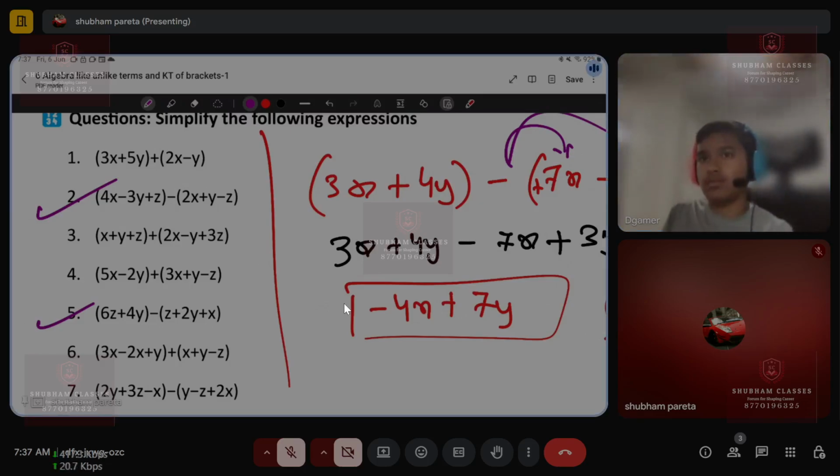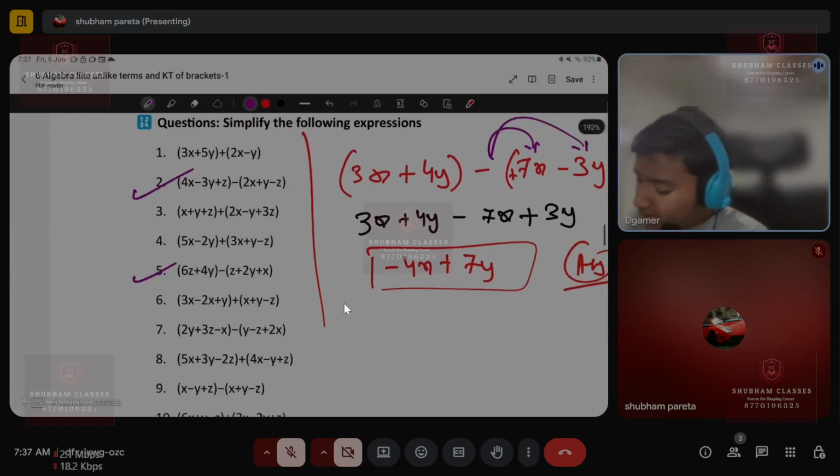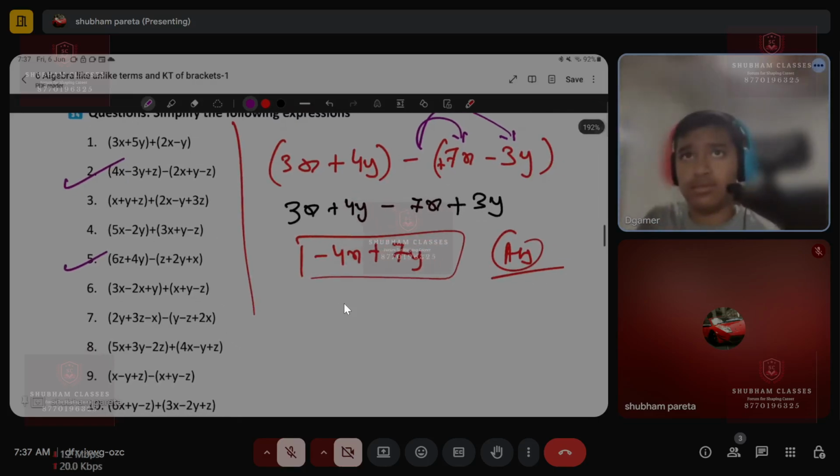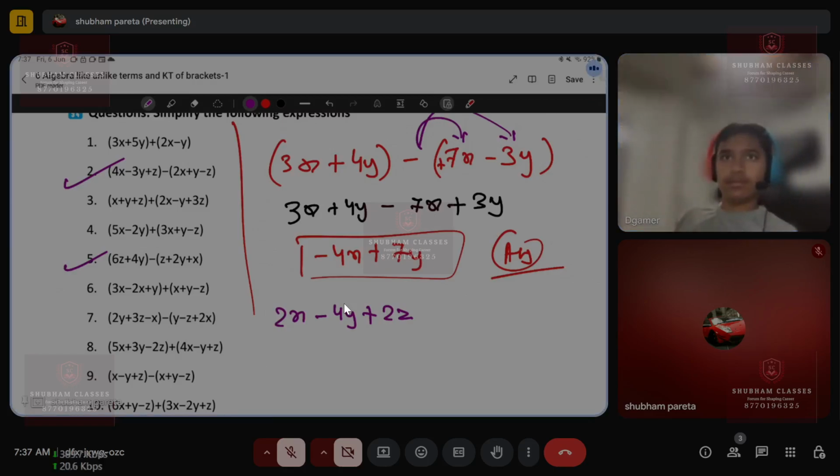Okay, what is the answer? For the first one, 2x minus 4y plus 2z. So it is 2x, this is minus 4y and this is 2z. Yes, correct. And next, then.